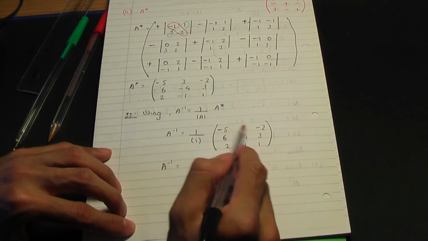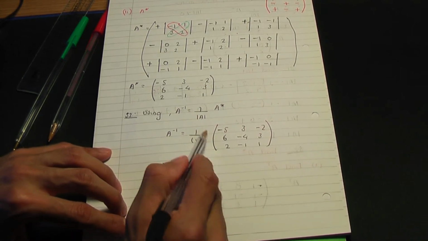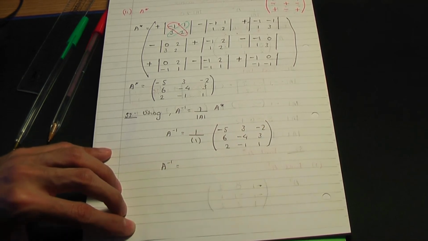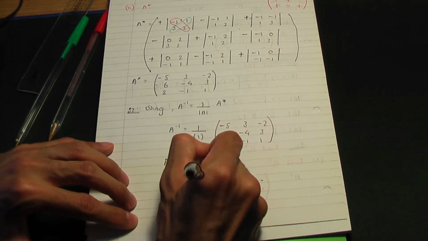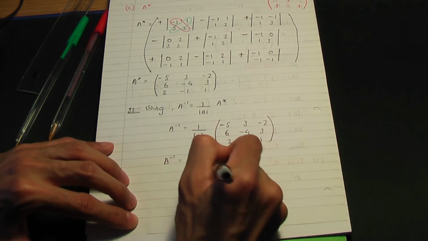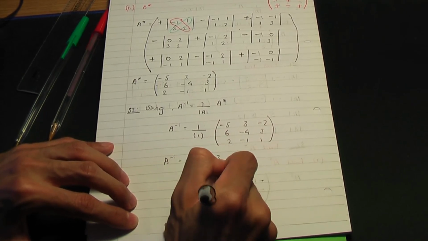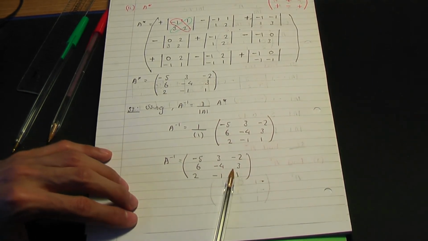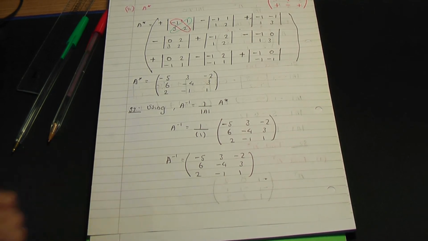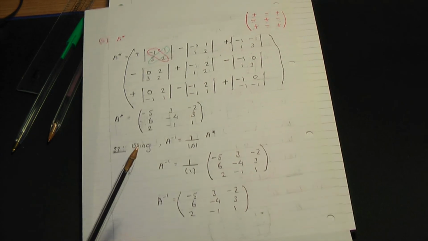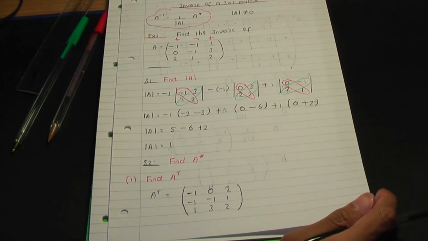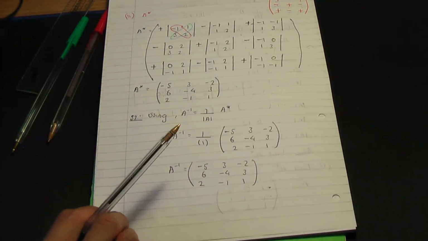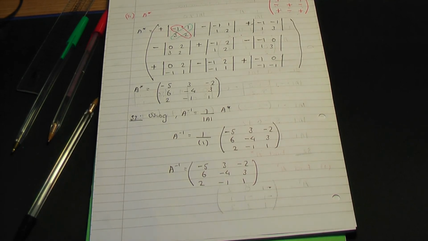And if I multiply each of these elements by the scalar outside, 1 over 1 is 1, so multiplying all of these elements by the scalar should give us -5, 3, -2, 6, -4, 3, 2, -1, and 1. Okay, so that is the inverse of the matrix A. So here are the steps in order to work out the inverse of a 3 by 3 matrix. Okay, and that ends this example and this video.